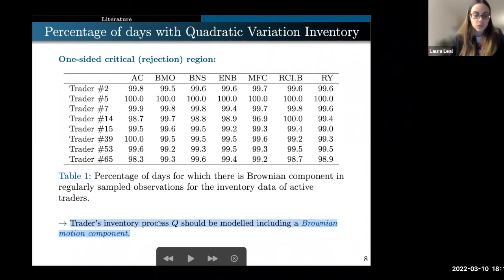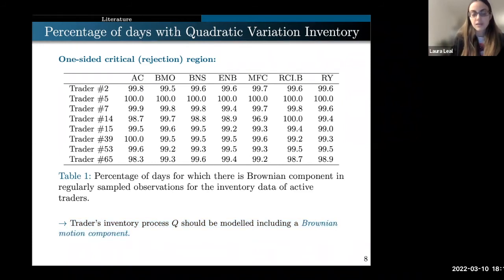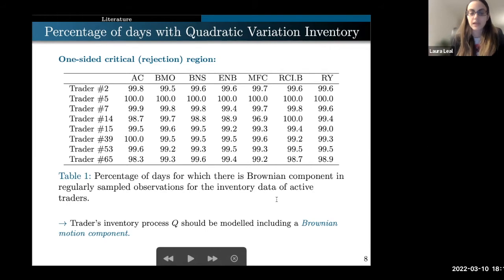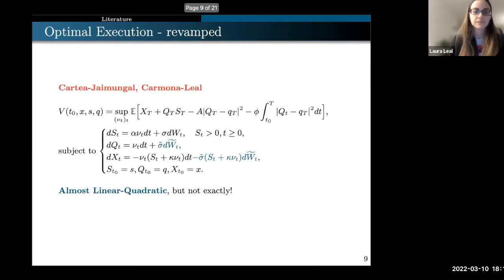And this is true, in this case I'm showing the regularly sampled data, but the same table holds with different values, very high, for the asynchronously sampled data, for both the inventory process and the wealth. So the results are all very similar in saying that we should very clearly be using this component.